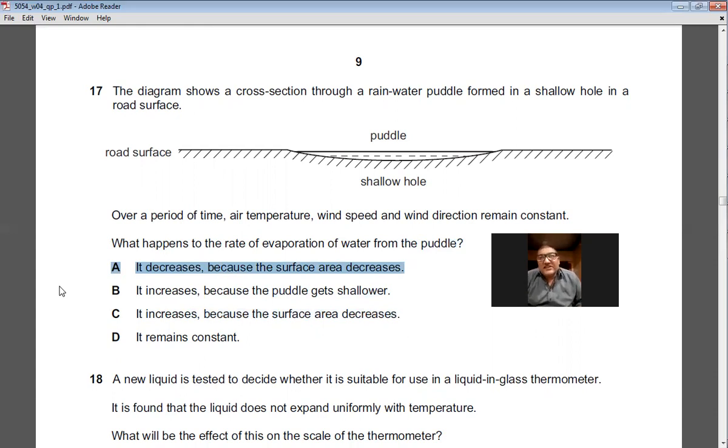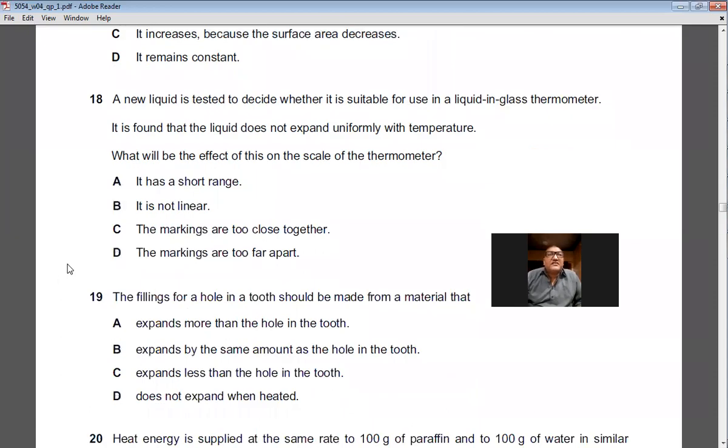It increases, that's wrong. It remains constant, that is also wrong. So A is the choice, sir. Question number 17, A is the choice.